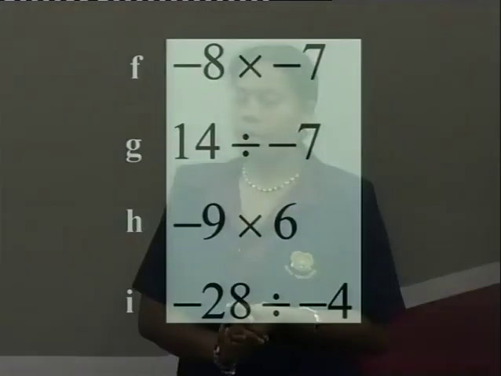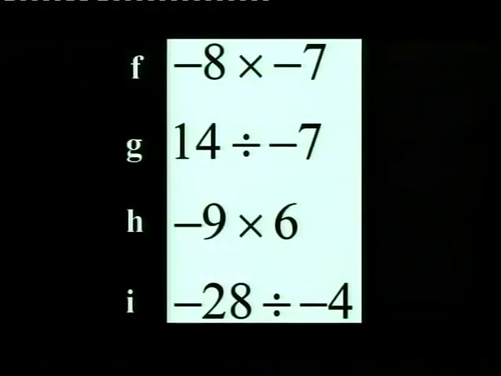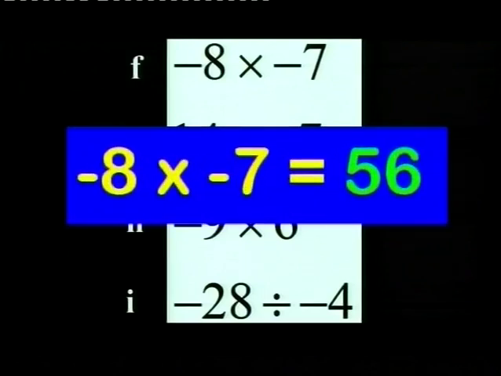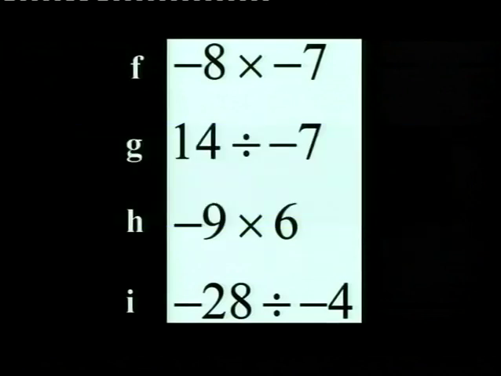Okay, this time multiplying a negative and a negative number. Negative 8 times negative 7 is? Okay, the rule says when you're multiplying a negative and a negative, your answer is always positive. So positive 56. Receiving students, negative 8 times negative 7 is positive 56.